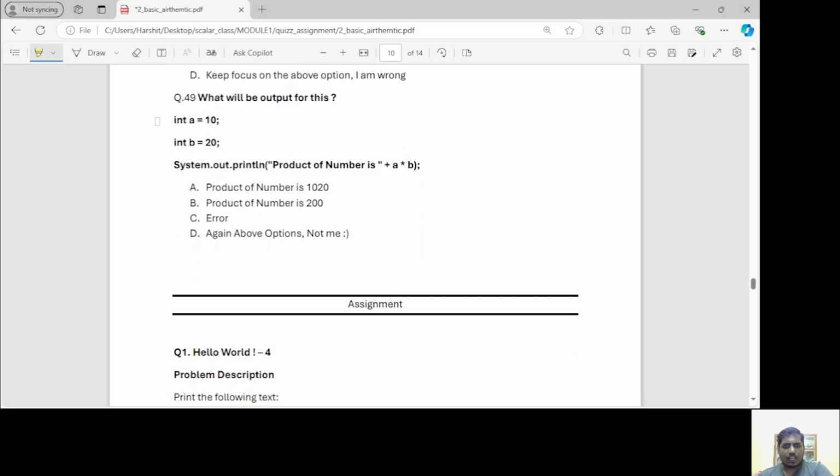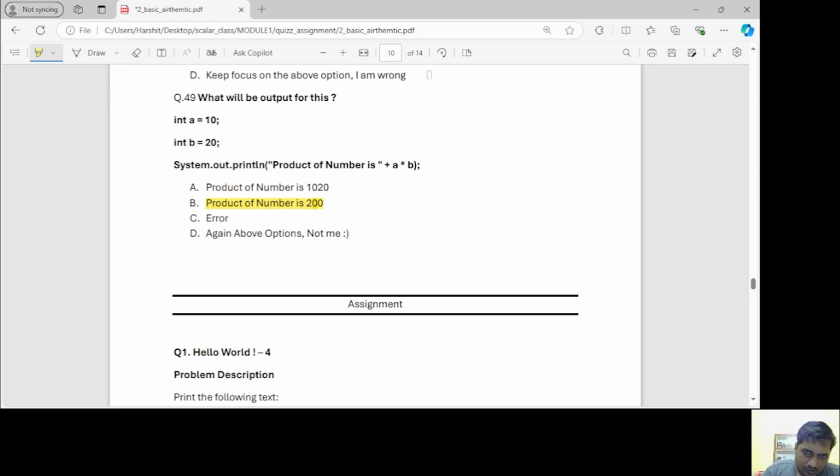Okay, now the last and final question. If int a is 10, int b is 20, the string "product of number is" plus the product of the numbers gives 200. The product of number is 200, and that is the answer.